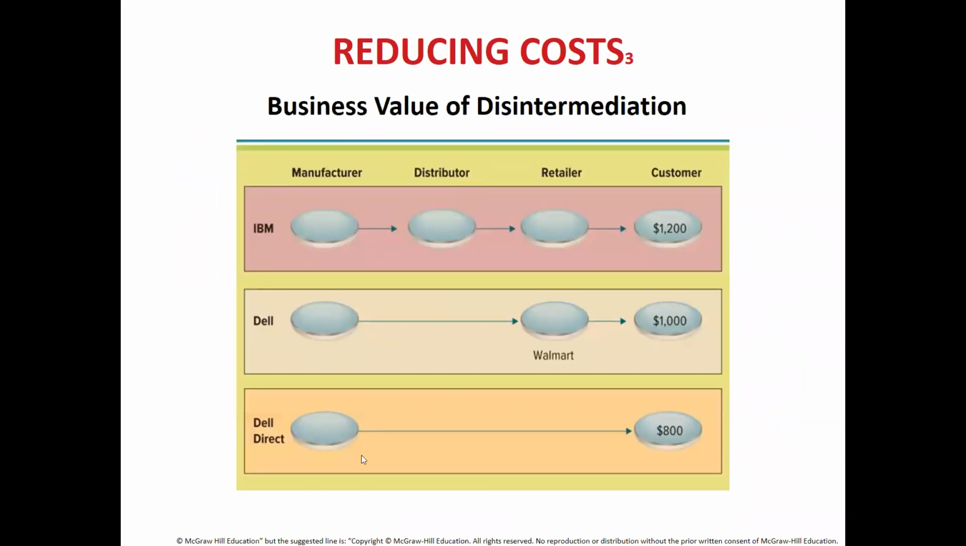So in the next slide, you'll be able to see something like this. Now, at the very bottom, you will see Dell selling products directly to customers. So Dell is a manufacturer, and then they are selling it to the customer. So that's an example of disintermediation. Now over here, you have Dell selling the products to a retailer, and from there, it goes to the customer. So that's an example of re-intermediation. And then you have IBM. So they are the manufacturer. They have the distributor. The distributor gives it to the retailer, and then the retailer sells it to the customer. So that's an example of intermediation.